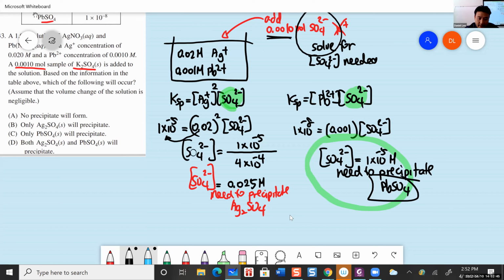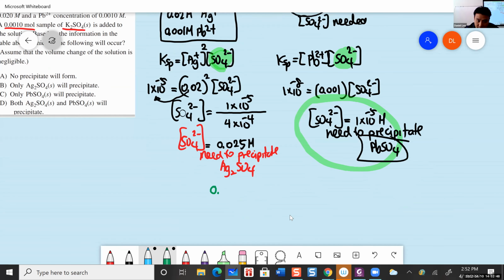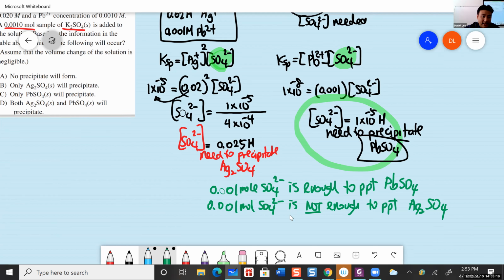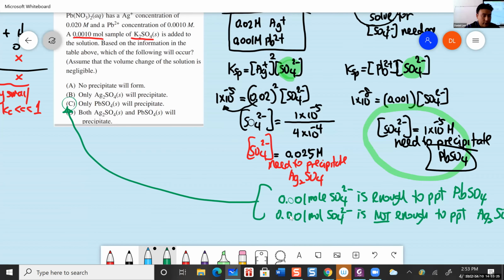So what you have here is showing you that 0.001 moles of sulfate is enough to precipitate the one on the right, PbSO4. But 0.001 moles of sulfate is not enough for silver sulfate. How do I know it's not enough? Because when I solve for sulfate, I need 0.025. So the answer is C. Only lead sulfate will precipitate. Yeah. It is not easy, guys. So to do this question, you got to do all that. A lot of math, a lot of concept.